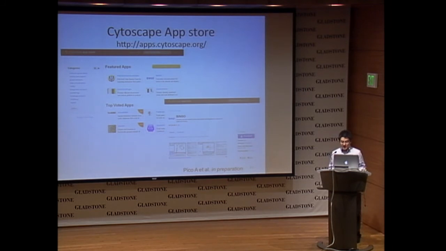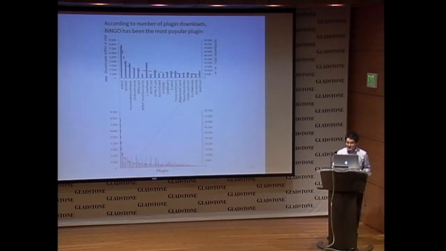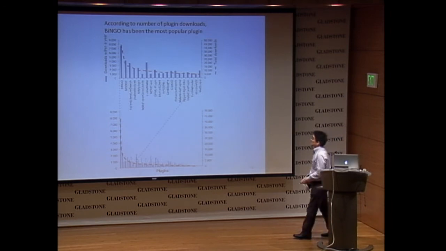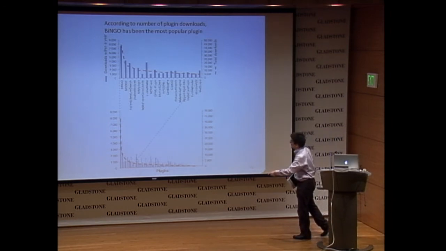Okay, so the hot area of the plugin development may be the online data import and graph analysis. However, if we focus on popularity in another way, that is, the number of downloads of each plugin, then we'll get a slightly different result. So this axis shows the plugin names, and this axis shows the number of downloads within the year, and this shows the total downloads.